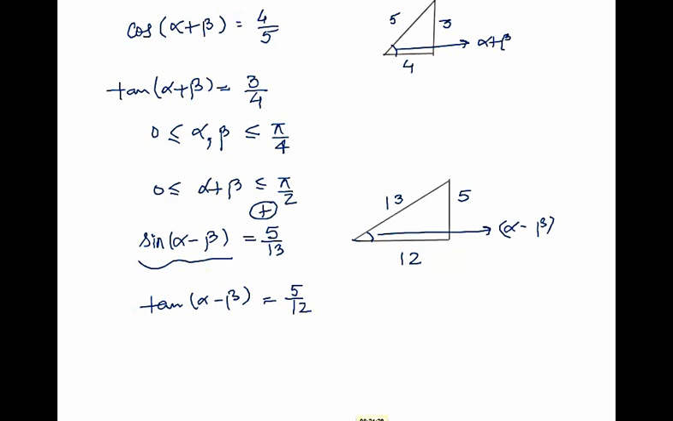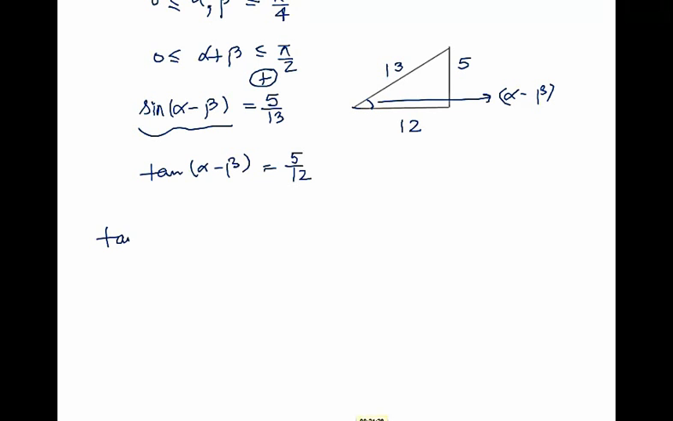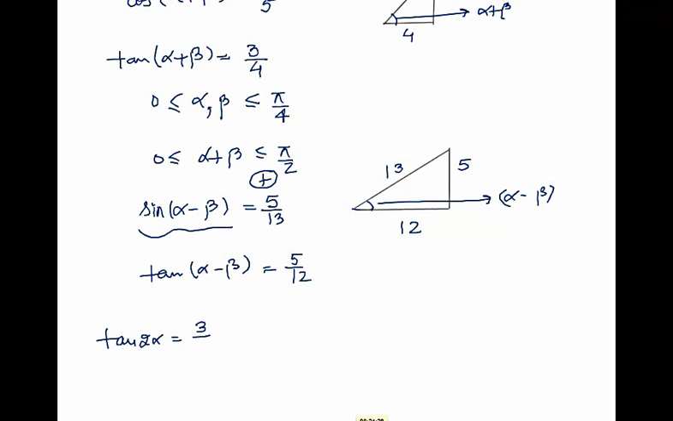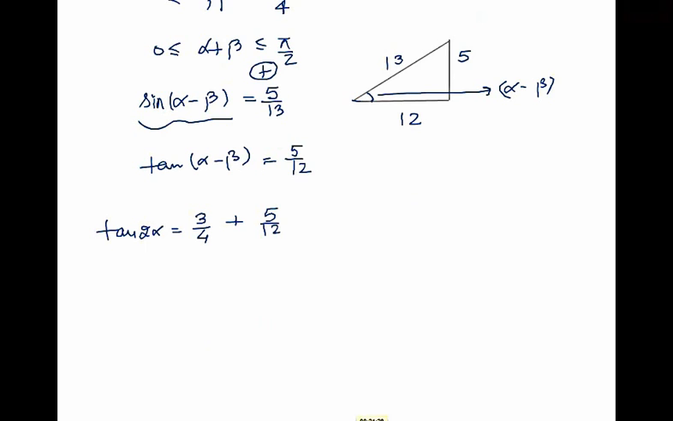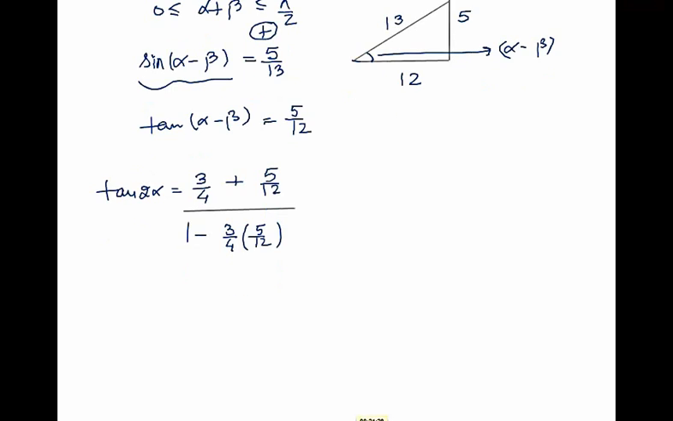Substituting the value of tan(alpha plus beta) and tan(alpha minus beta) in the formula, we get tan 2 alpha equal to 3 by 4 plus 5 over 12, divided by 1 minus 3 by 4 times 5 by 12, which can be simplified as the numerator will be simplified with the LCM 12, and that will give 9 plus 5 over 12.